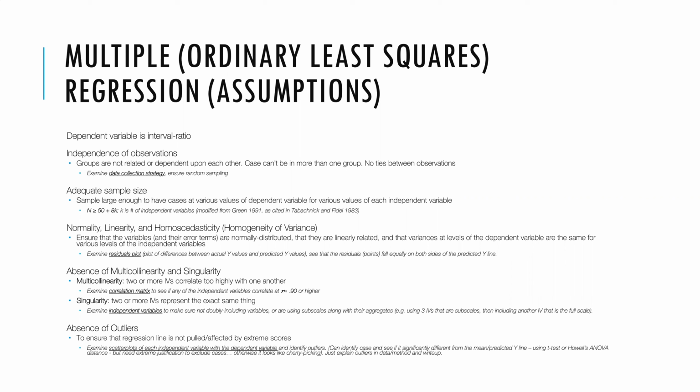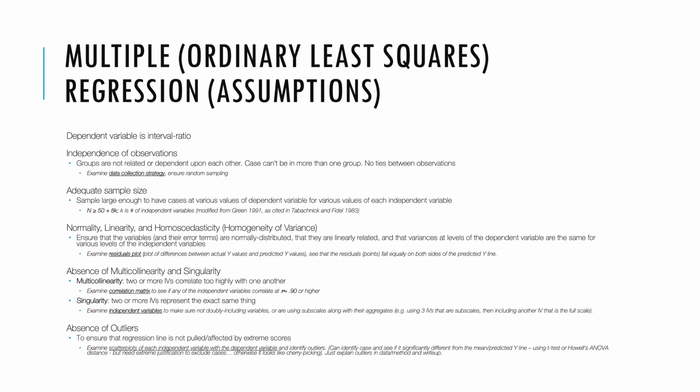A good estimate is you want a total number of cases to be greater than or equal to 50 plus 8 times the number of independent variables you have. So if you have 10 independent variables, you want 50 plus 80, 130 cases. You want greater than or equal to 130 cases. This gets back to another issue that we were talking about earlier of how many variables are enough variables.